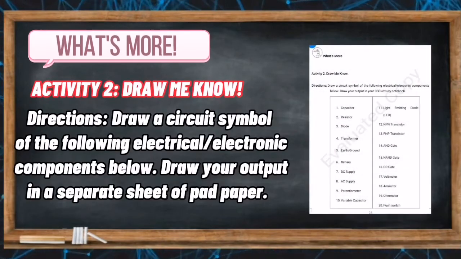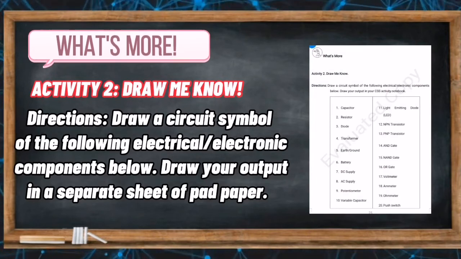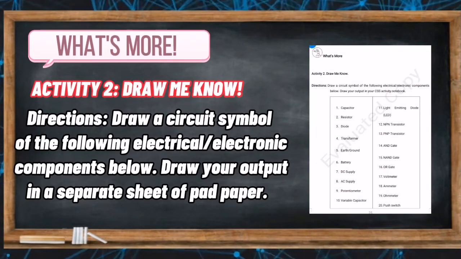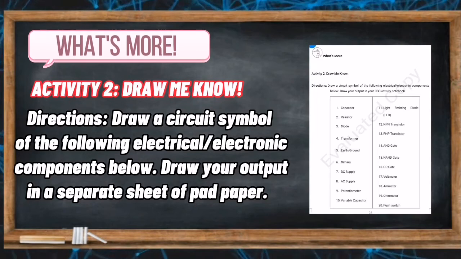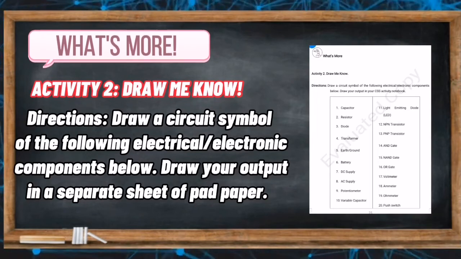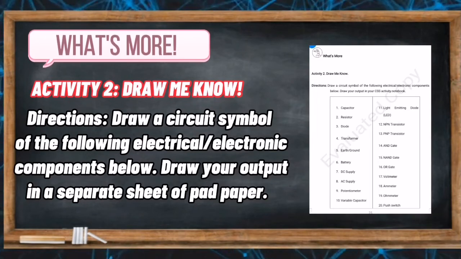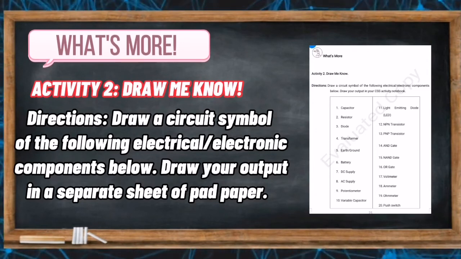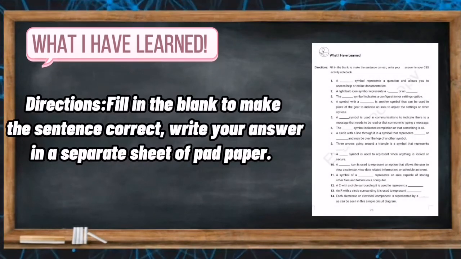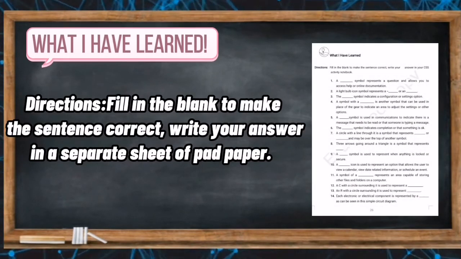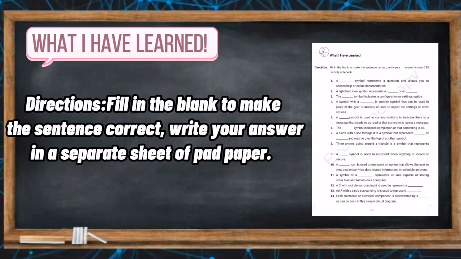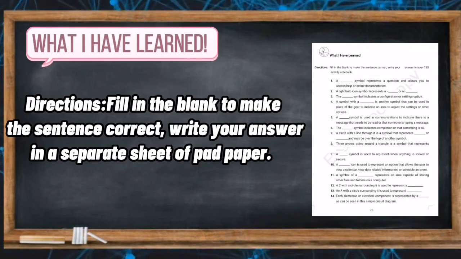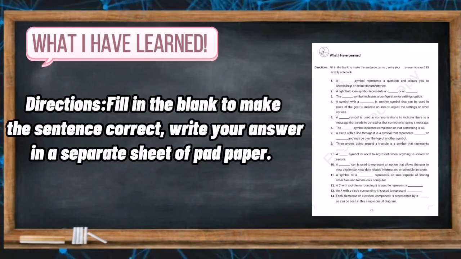Now, let's go to What's More. Let's answer Activity 2 entitled Draw Me Know. Directions: Draw a circuit symbol of the following electrical or electronic components below. Draw your output in a separate sheet of pad paper. If you're done, let's proceed to What I Have Learned. Directions: Fill in the blank to make the sentence correct. Write your answer in a separate sheet of pad paper.